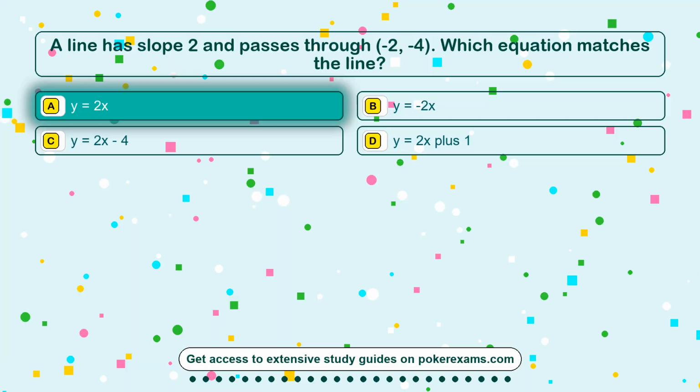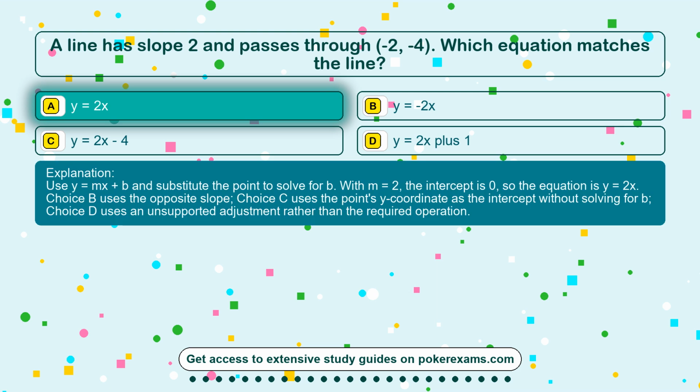The correct answer is option A, y equals 2x. Use y equals mx plus b and substitute the point to solve for b. With m equals 2, the intercept is 0, so the equation is y equals 2x.